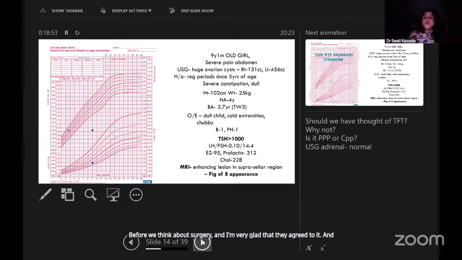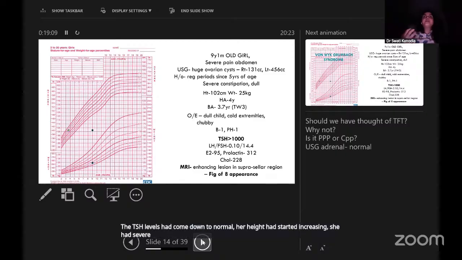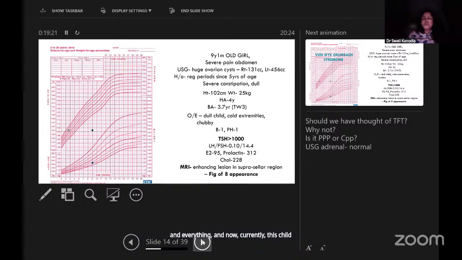And within 2 months, this child's ovarian cyst had come down to almost 45 cc, and the TSH levels had come down to normal. Her height had started increasing. She had severe muscle spasms, which happened when we started with the treatment, which slowly subsided. And she started talking, she started interacting more. And now, currently, this child is 13 or 14 years of age. And we had to give her some growth hormone because she was very much behind in her height and everything.